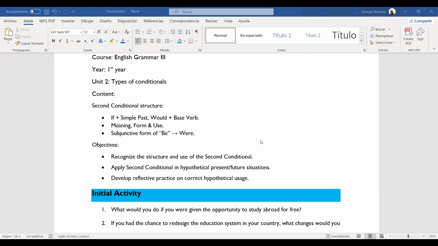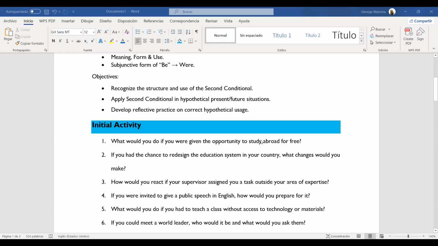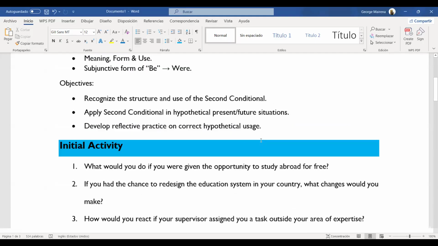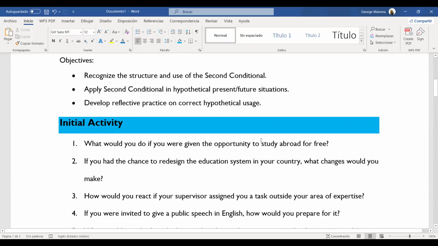So as objectives, we have three: recognize the structure and use of the second conditional, apply the second conditional in hypothetical present or future situations, and develop reflective practice on correct hypothetical usage. Okay. So I would like to start with some questions. I would like to listen to you, and let's see the first one.